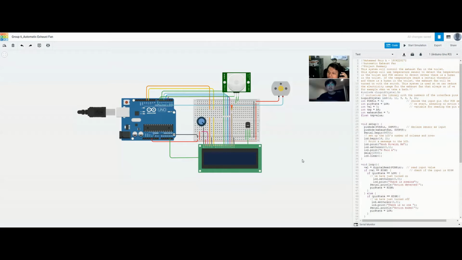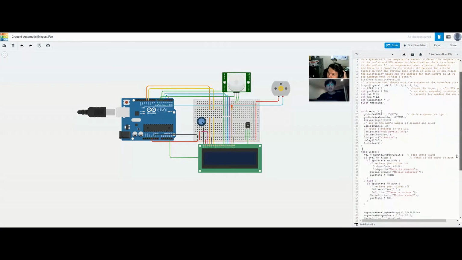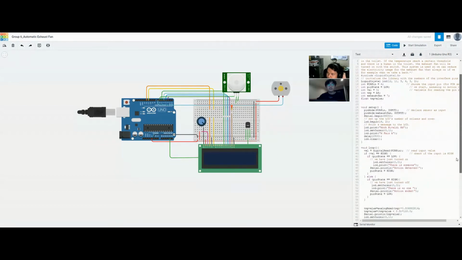For the LCD display, we use an I2C LCD display to show the temperature of the bathroom, to show whether there is someone in the bathroom or not, and to display the exhaust fan condition. The PIR sensor detects whether there's a human inside the bathroom or not. And the temperature sensor detects the increase of temperature inside the bathroom, so we can also know that the humidity is increasing, as the rising bathroom air temperature is due to the humidity produced while bathing.